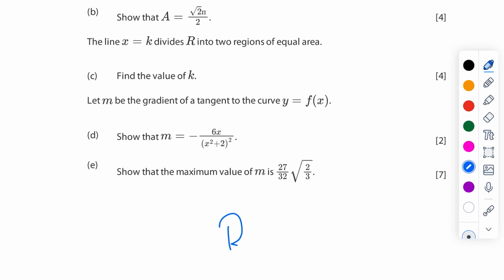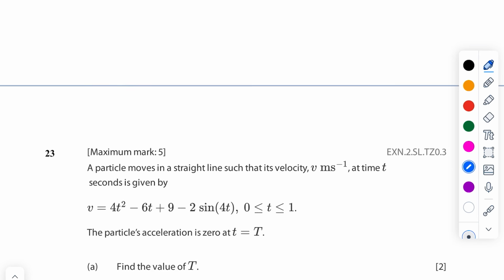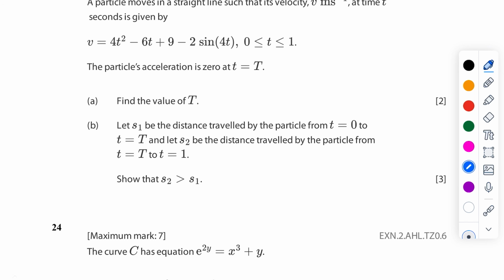This question is also a repeated question. Go back to the video and check that. This is also a repeated question. Question number 23.